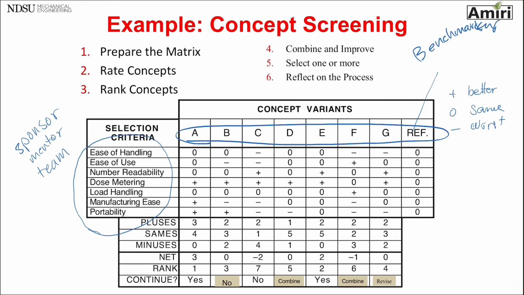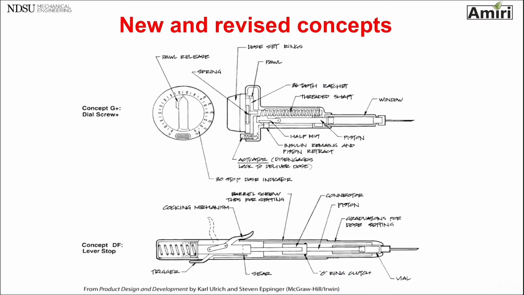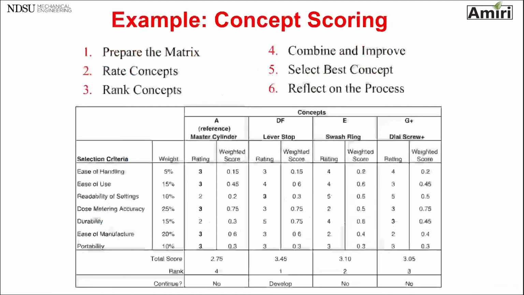You tally them. You figure out, yes, this is a yes, absolutely no, nope, yes, hey, this one was not bad. If I revise maybe one category, I can do that, but I can also combine D and F together, make a new concept. Revise, combine, pick, then move on to concept scoring. So they combined D and F together, and the revised concept G, they added to the mix. They made another table. So now this time is concept scoring.